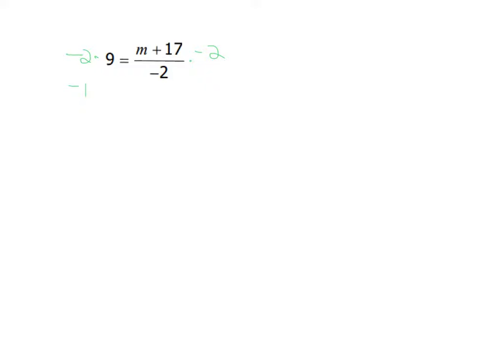Negative 2 times negative 9 is 18. These negative 2's cancel, and I have m plus 17. So I'm going to subtract 17 from both sides because I'm trying to isolate m. That cancels. And m equals, what is that? Negative 35. Okay? All right, so that's how you solve that special case of equations.